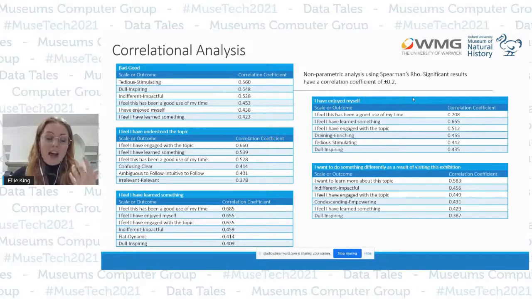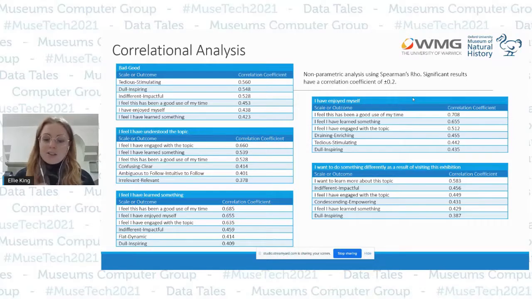So they're all the emotional, experiential terms and qualities of the exhibition. So we see what matters to visitors in that. But then you go to understanding, and that correlates most with the exhibition being clear, it being intuitive to follow, and it being relevant. So you can see those different priorities for different types of outcomes.